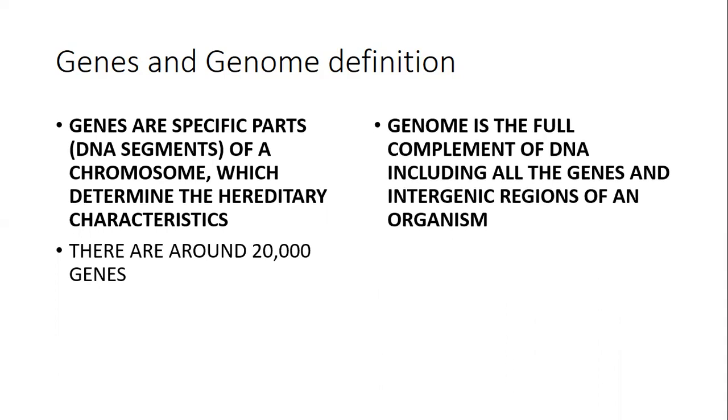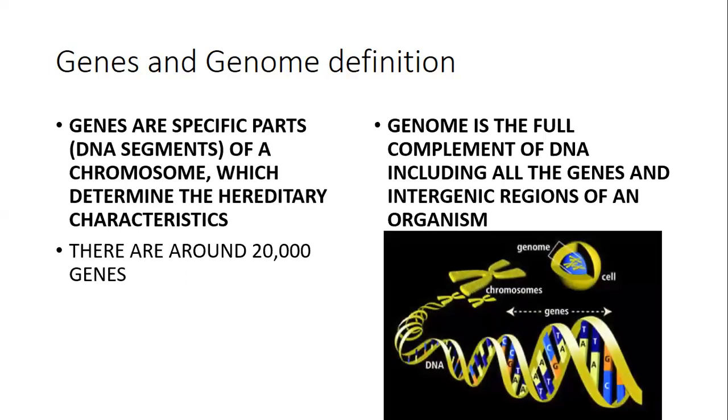Genome is the full complement of DNA, including all the genes and intergenic regions of an organism. Genome is the full set of DNA, the entire DNA. On DNA, there are some segments which code for protein, which act as genes. And there are some segments which do not code for protein and have no function. These are called intergenic regions.